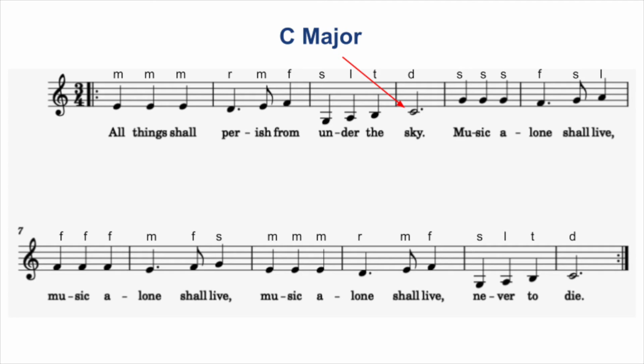1, 2, 3. Mi, mi, mi, re, mi, fa, sol, la, ti, do. Sol, sol, sol, fa, sol, la, fa, fa, fa, mi, fa, sol. Mi, mi, mi, re, mi, fa, sol, la, ti, do. Repeat. Mi, mi, mi, re, mi, fa, sol, la, ti, do. Sol, sol, sol, fa, sol, la, fa, fa, fa, mi, fa, sol. Mi, mi, mi, re, mi, fa, sol, la, ti, do.